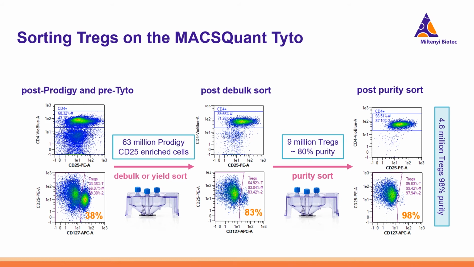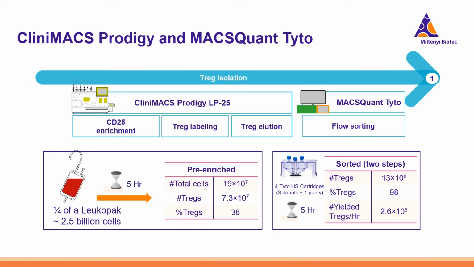And let's continue. First of all, have a look at the efficacy of sorting of Tregs using Tyto Cell Sorter. For sorting of Treg and having an ultra pure final yield, I would suggest you to use the 2-step sorting strategy. First, run the cells for debulk sorting, and then follow that with purity sorting. After debulk sorting, you can reach up to 83% purity, and after purity sorting, your final yield will reach up to 98% purity.